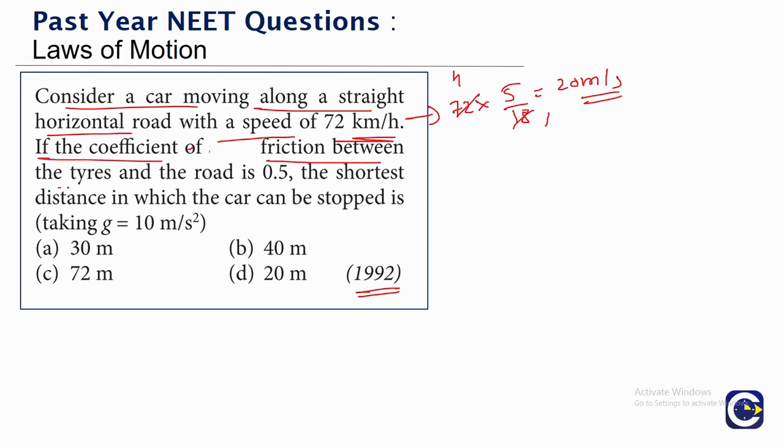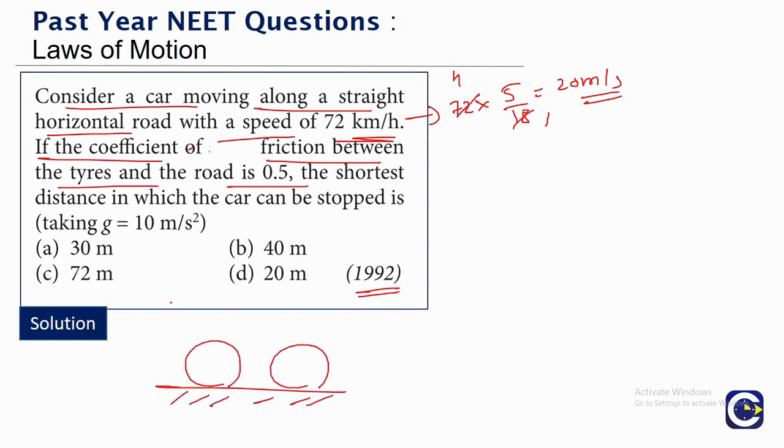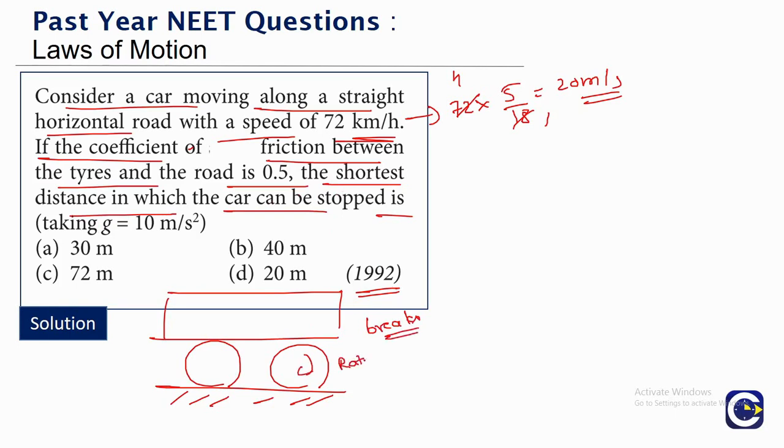If the coefficient of friction between the tires and the road is 0.5, then, so we have the road and there are these tires. This is a car. The shortest distance in which the car can be stopped is, once we apply the brakes, the wheels will stop rotating. Then the wheels will essentially be sliding. So there will be a frictional force acting in the opposite direction, which will try to stop the car once we apply the brake.